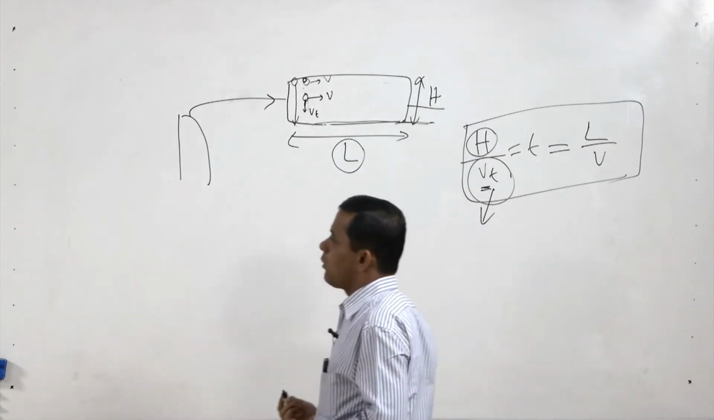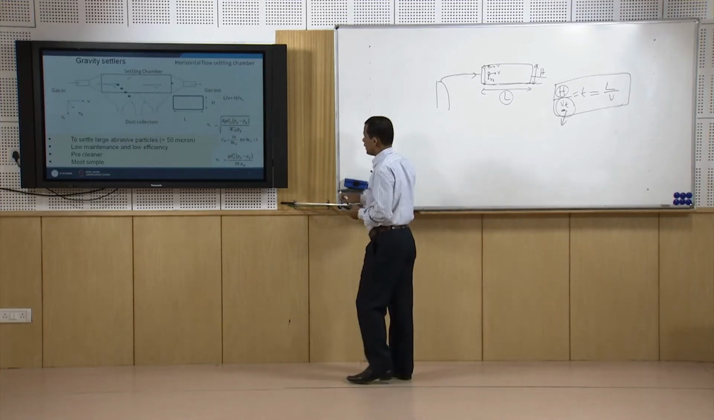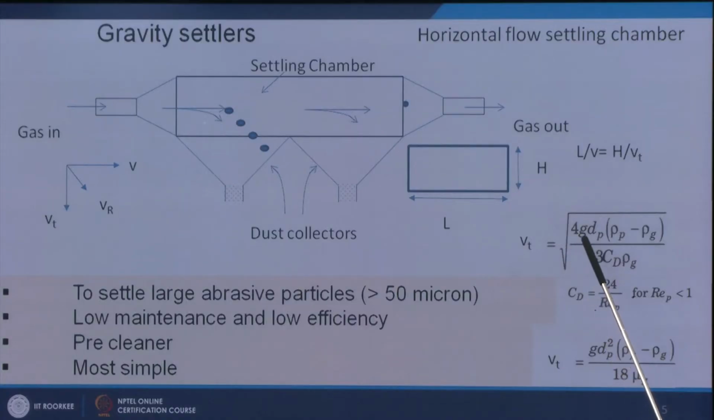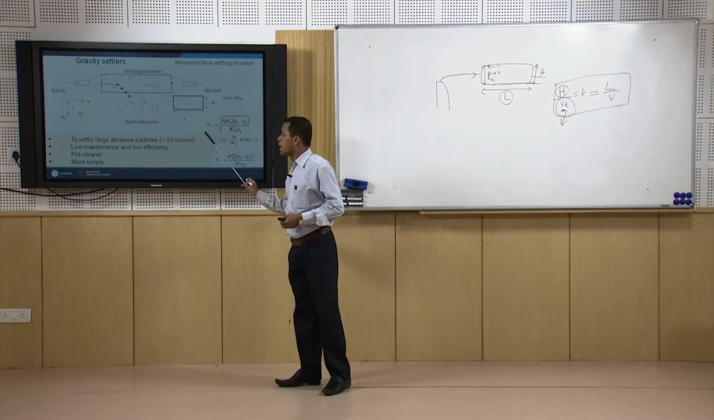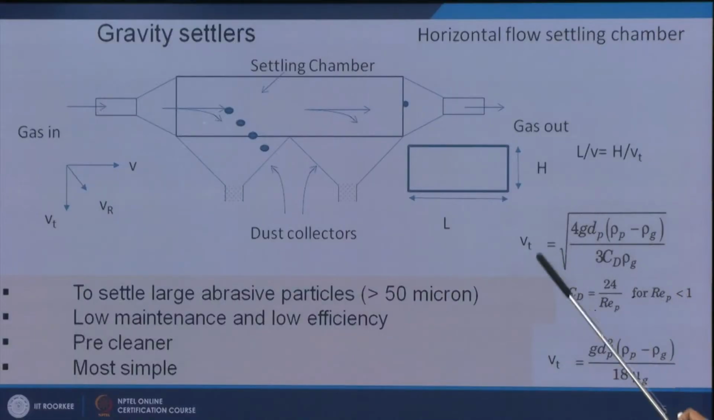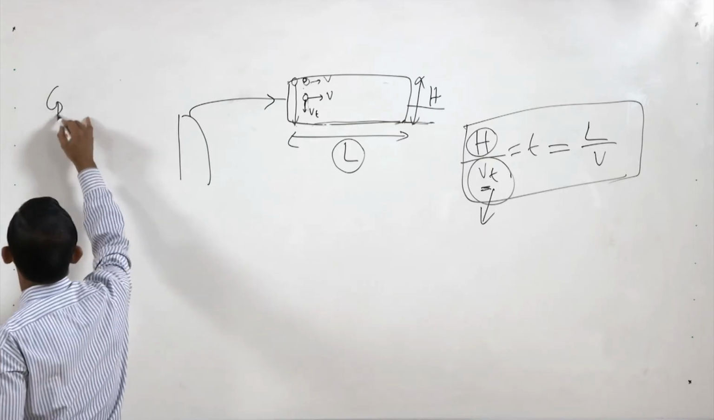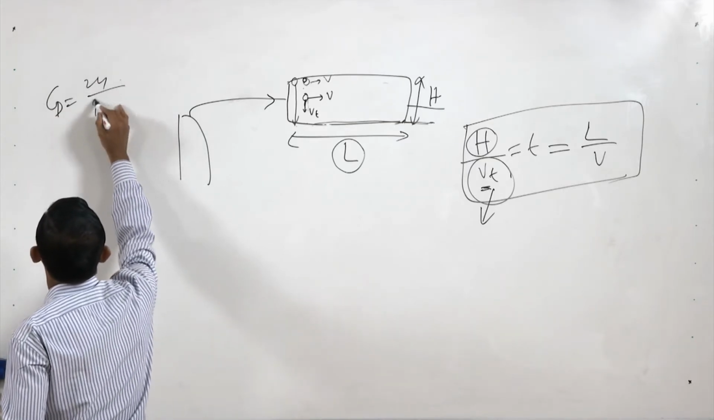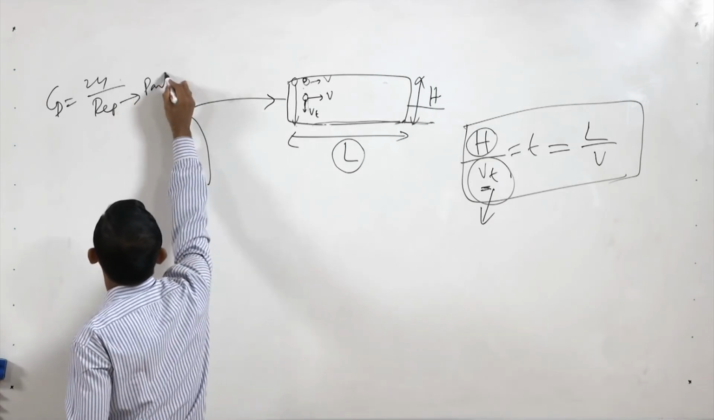In this case, how can you calculate the terminal settling velocity? Vt is equal to the square root of 4 g dp (rho p minus rho g) by 3 Cd rho g. This is the definition of Vt that has been derived on the basis of a force balance on the particle, which I will discuss just now. So, we can get Vt from this expression. Now Cd is the drag coefficient. Cd is equal to 24 by Rep, where Rep is the particle Reynolds number.